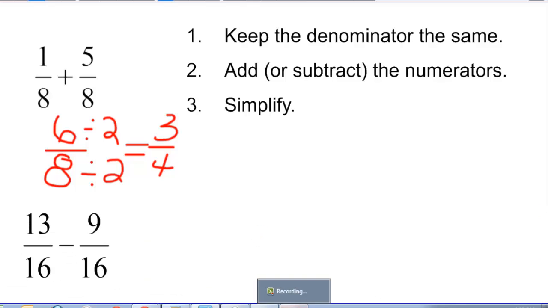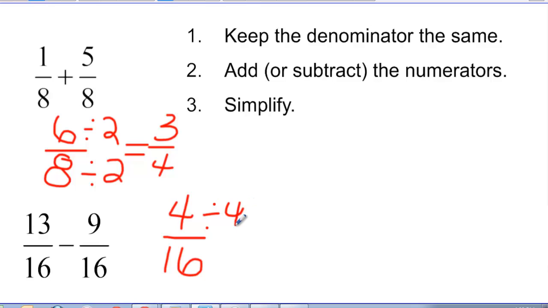Now when I subtract fractions that have the same denominator, I'm again going to follow the same procedure. So I'm going to keep my denominator the same, 16, and then I'm going to subtract the numerator. So I'm going to do 13 minus 9, which gives me 4. And then I'm going to simplify. And I know that 4 and 16 are both divisible by 4, so I'm going to divide them both by 4, and that gives me 1/4.